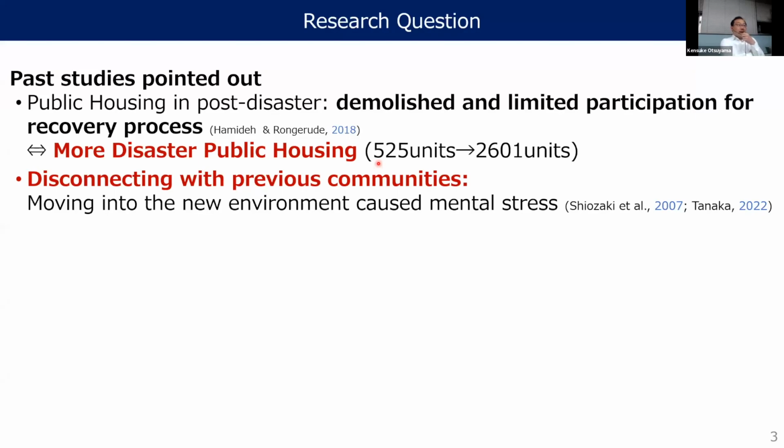So past research pointed out public housing in the United States mostly demolished or limited participation for recovery process. But as I told you, more disaster public housing were built. For instance, 525 units increased to 2,600 units. And other literature in Japan pointed out the disconnecting with previous community due to the relocation. So moving into the new environment caused mental stress, or someone committing suicide due to the loneliness.